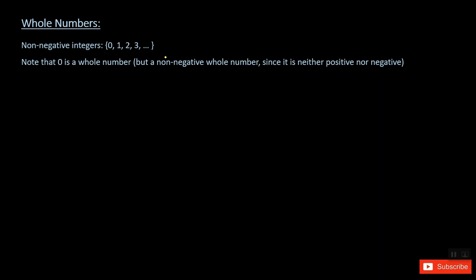As we mentioned here, 0 is non-negative and it is neither negative nor positive. 0 is neutral. That's why the definition of whole numbers is a group of non-negative integers. So 0 is not a negative integer. That's why 0 is considered a part of the whole numbers.